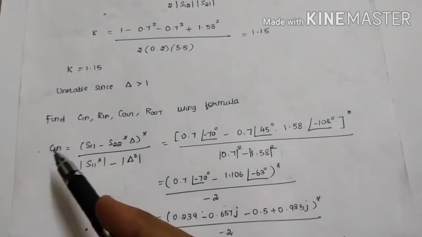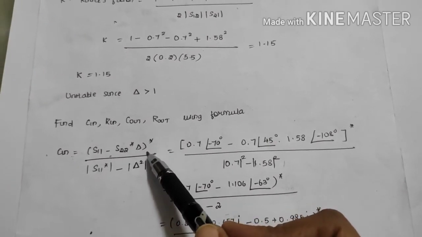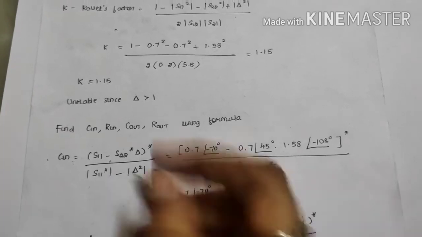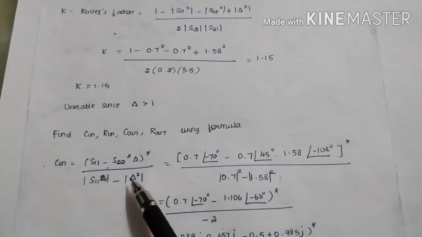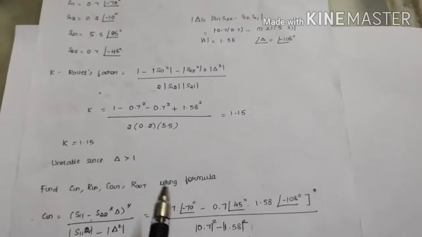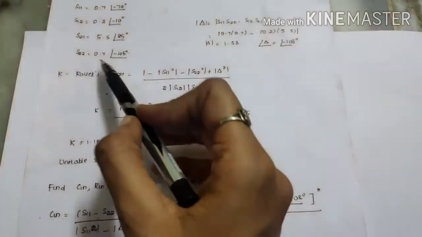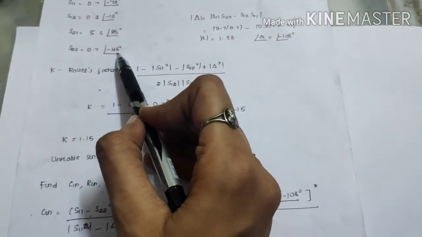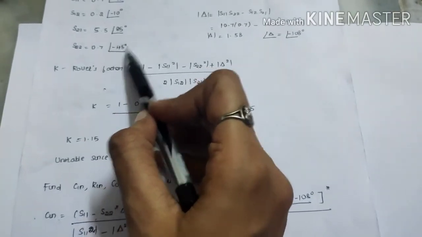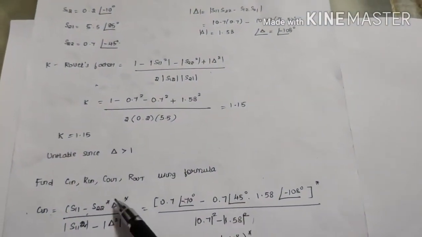So first I found out the C in value. The formula for C in is S11 minus S22 star times delta, the whole star, divided by mod S11 squared minus mod delta squared. Now S11 is given to be 0.7 angle minus 70. S22 star is 0.7; conjugate means take the conjugate of the angle alone, minus becomes positive and positive becomes negative. So this is 0.7, and I have taken the angle to be plus 45 because it is star.